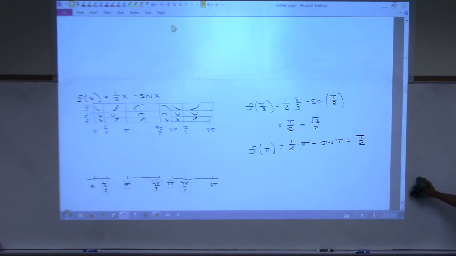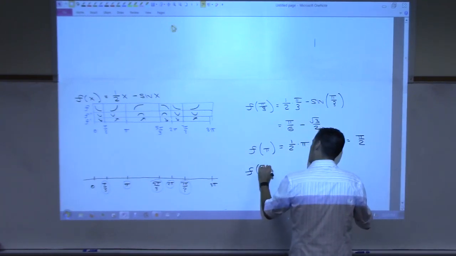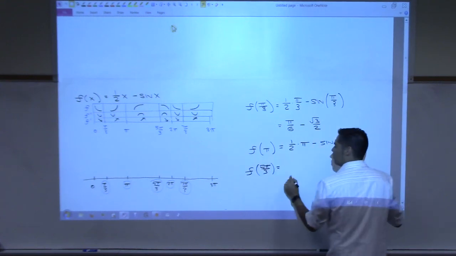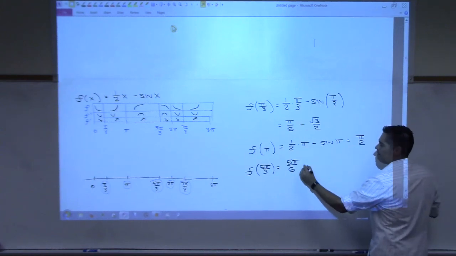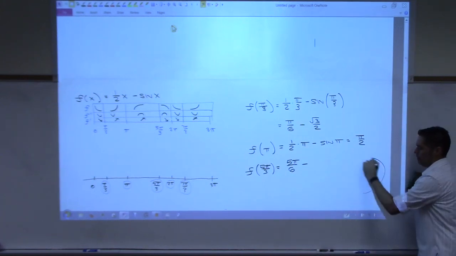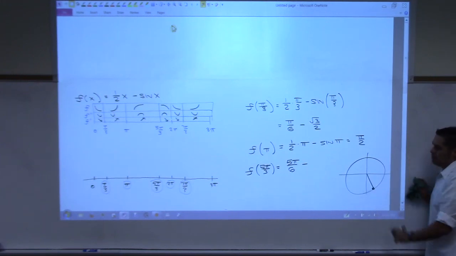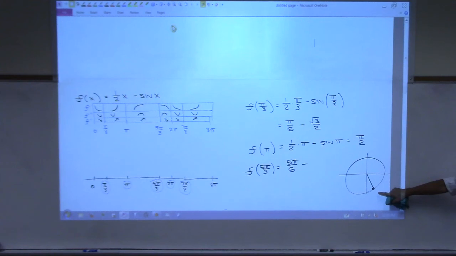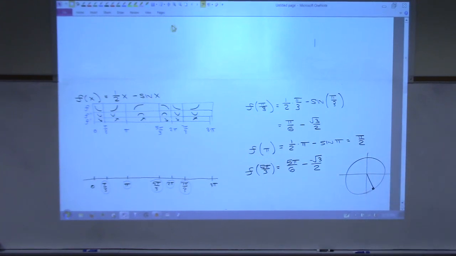Right? And then the next one I need 5 pi over 3, which will become 5 pi over 6 when I multiply times 1/2 minus, what is sine of 5 pi over 3? So where is 5 pi over 3? Isn't that right here? Is that negative root 3 over 2? But I'm subtracting it, so minus root 3 over 2. It'll become plus root 3 over 2 when I put them together.